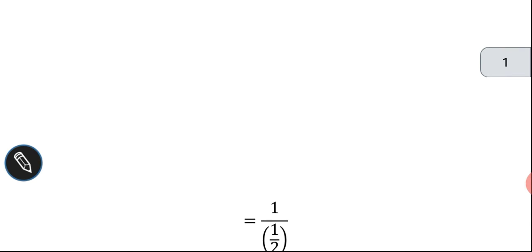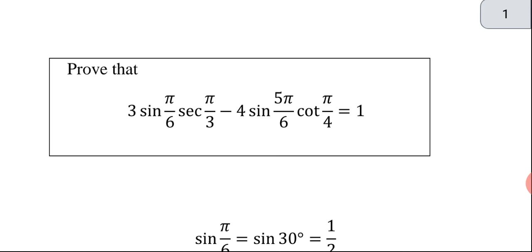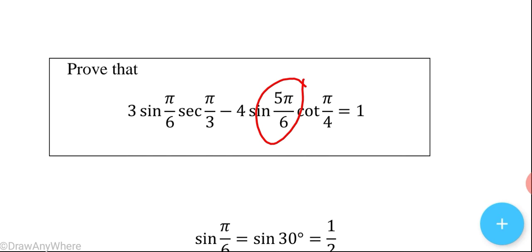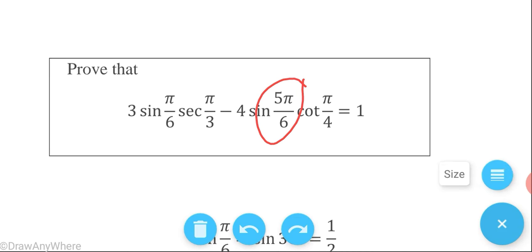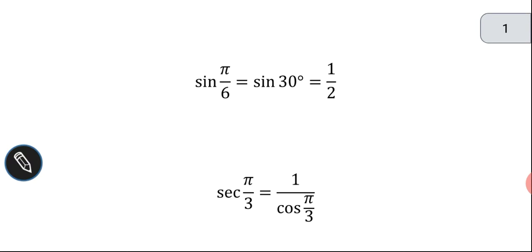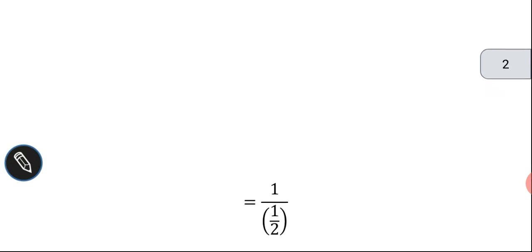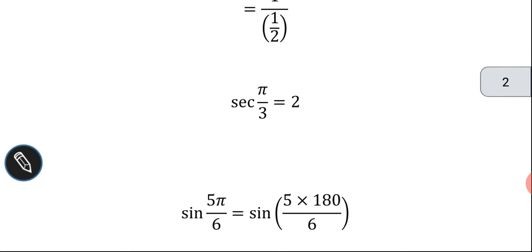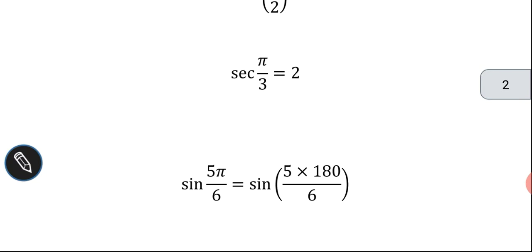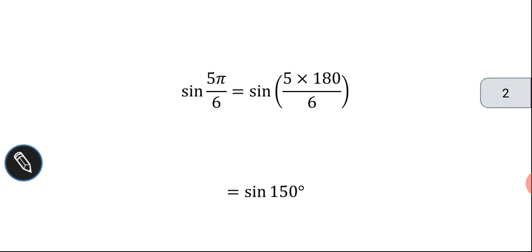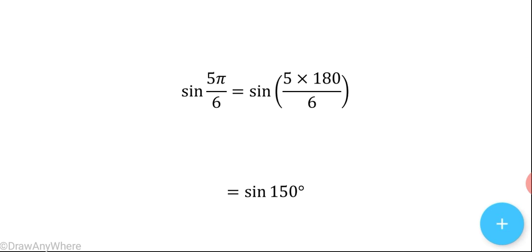Here we have sin 5 pi by 6, so we need to calculate the value of sin 5 pi by 6. So 5 pi by 6 equal to 5 into 180 divided by 6. The value of pi is 180. So simplifying this, we will get sin 150 degree. 5 into 30, 150. Okay. So sin 150 degree.